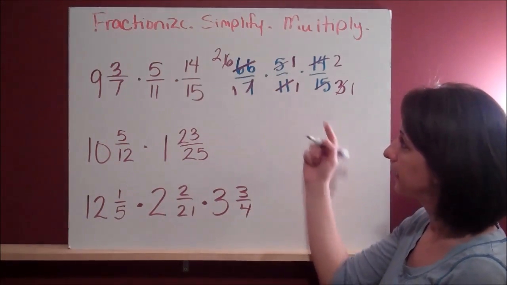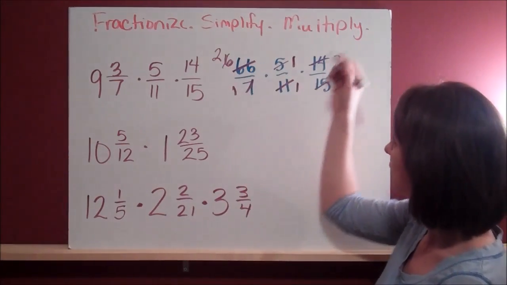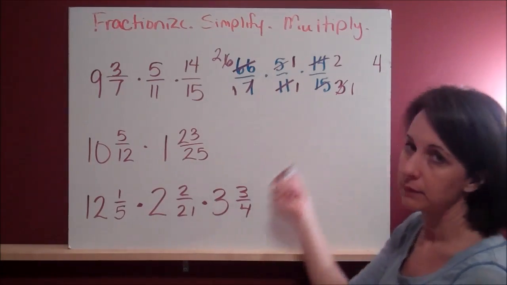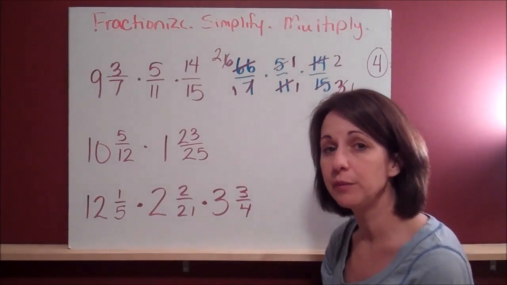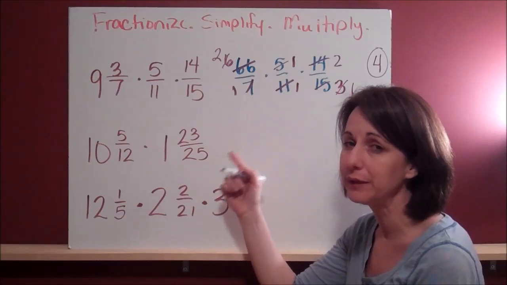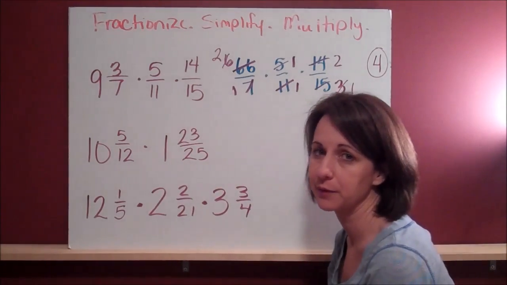And if you notice, after all of the simplifying, the only thing I have left to multiply is 2 times 2, which is 4. And 1 times 1 times 1, which is 1. And so my answer is 4. And hopefully you're being sold on the fact that simplifying first really does help, instead of just multiplying straight across the top and straight across the bottom.